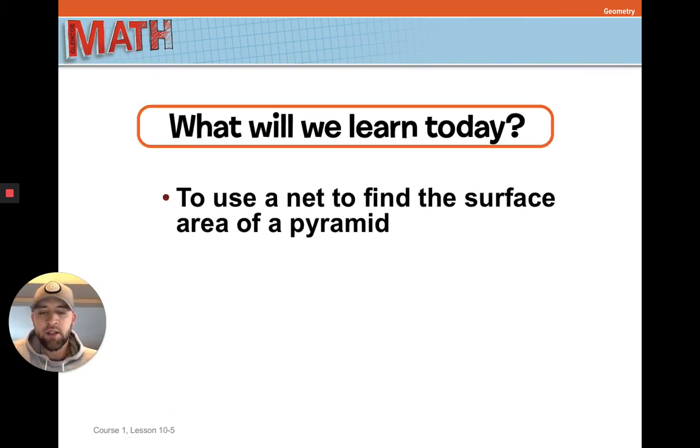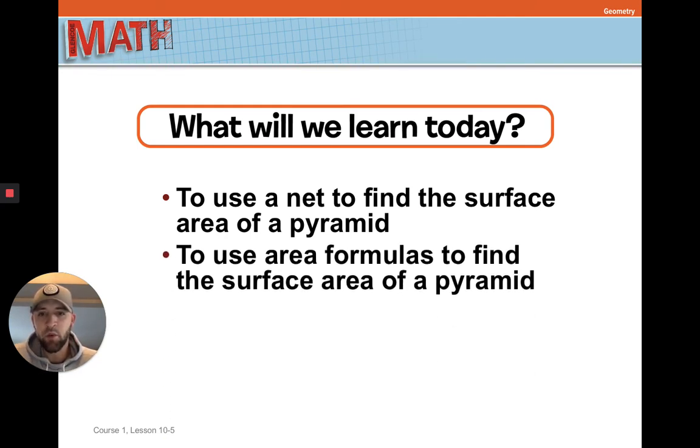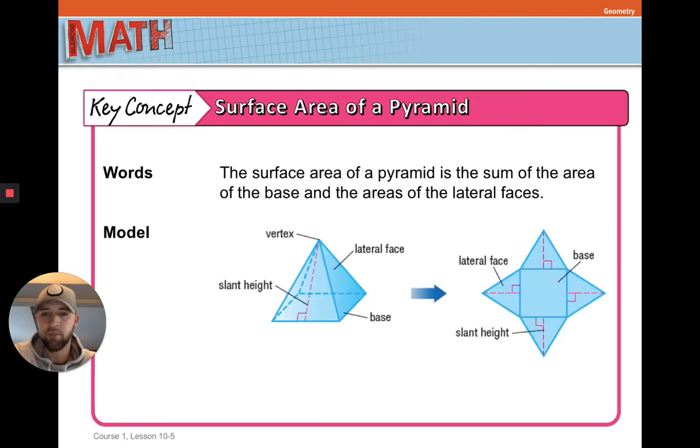And what are we going to learn today? Today we are finding the surface area of a pyramid, okay? And we're going to use our nets where we take the figure and lay it out, and we draw out all the different shapes. And we're going to use the area formulas that we already know, so area for a rectangle, area for a triangle, to figure out the surface area for this pyramid.